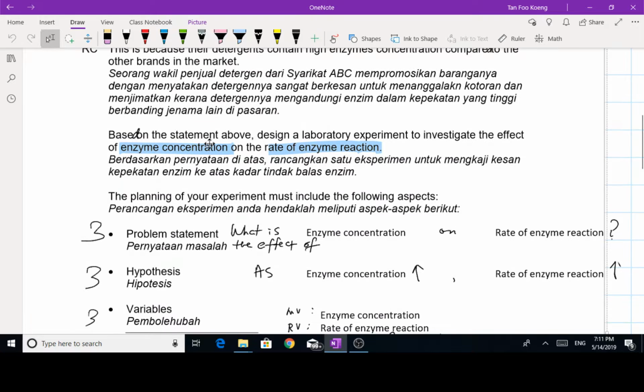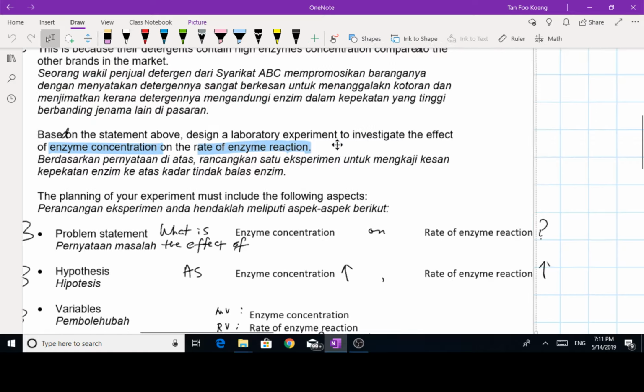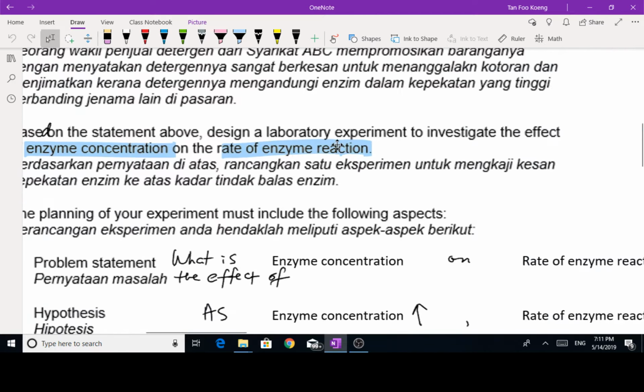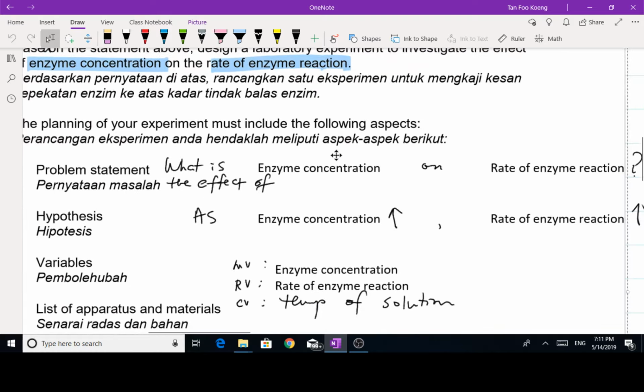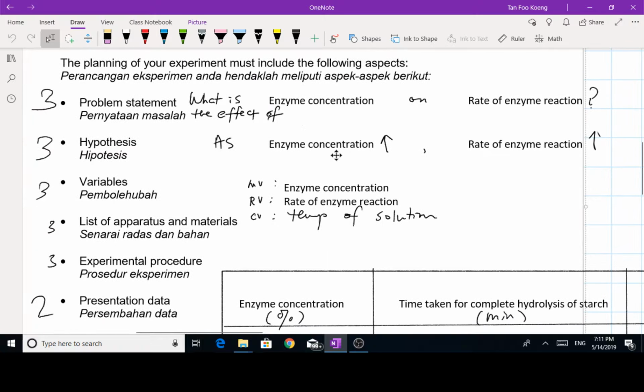So based on this statement, design a lab experiment. So remember that your experiment should be something that can be conducted at the lab level to investigate the effect of MV on RV. This is your MV, this is your RV. So make use of your MV and RV. Now, so we shall start writing. Now the total marks for this question is 17. So we are able to complete everything by writing in perhaps 12 minutes.